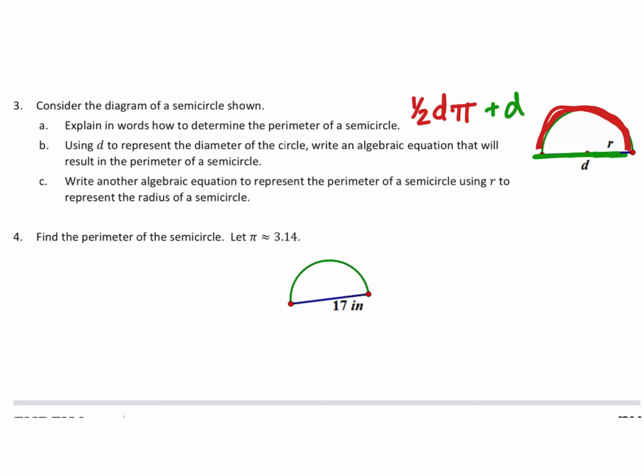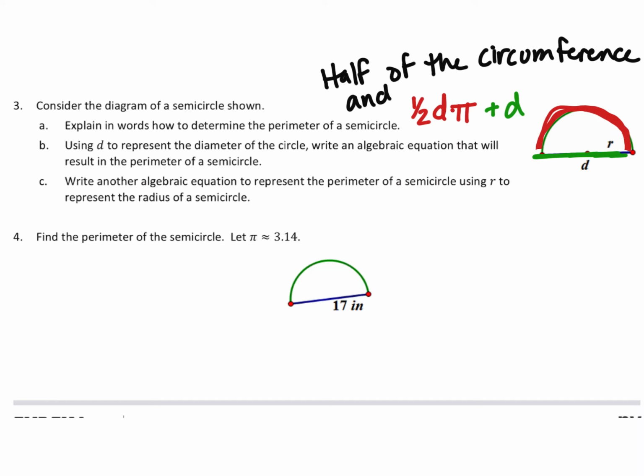But now we're going to go back to part A. We want half of the circumference and the extra diameter.